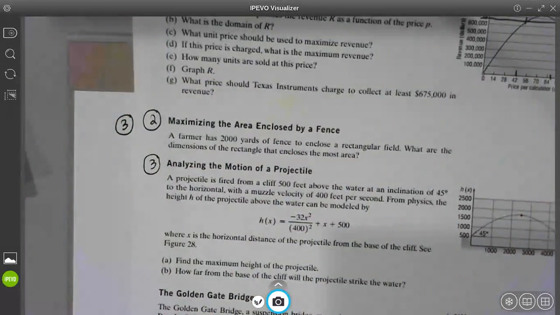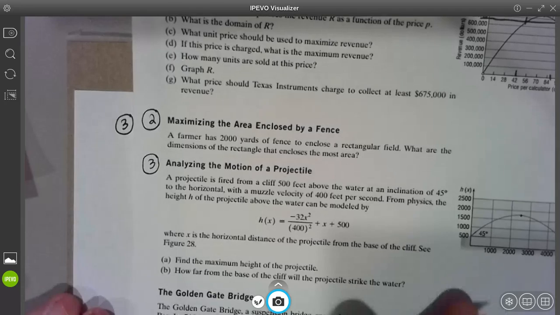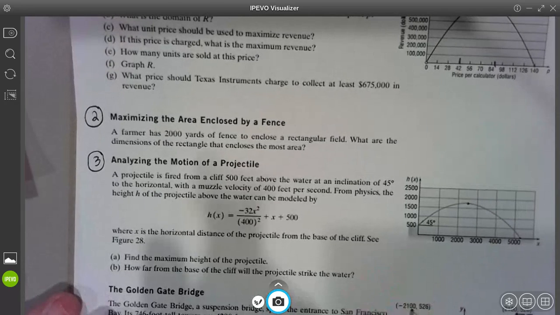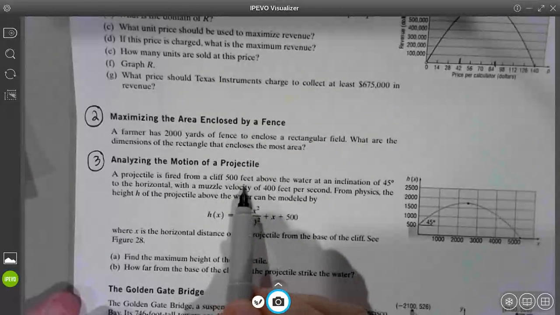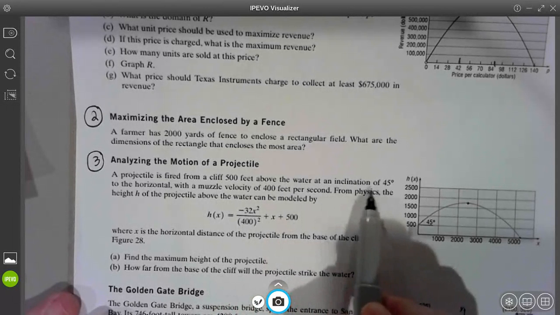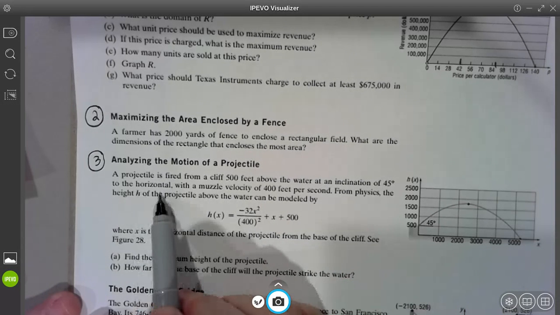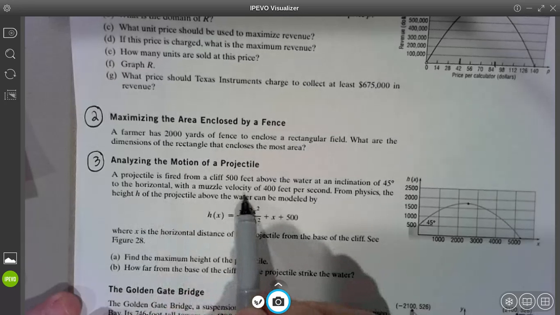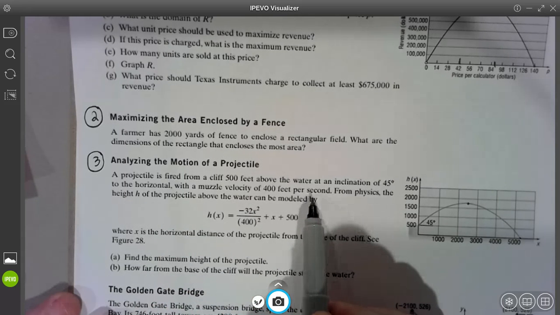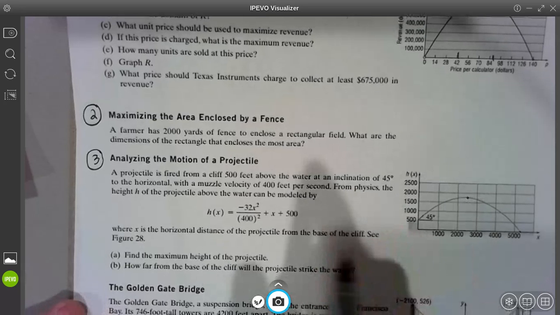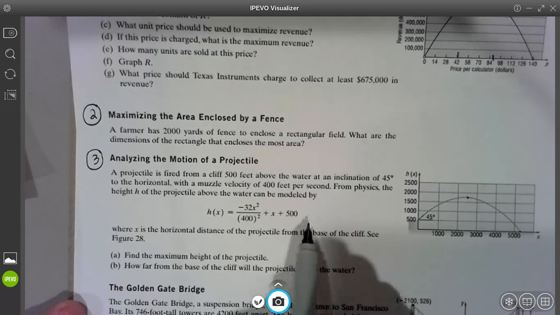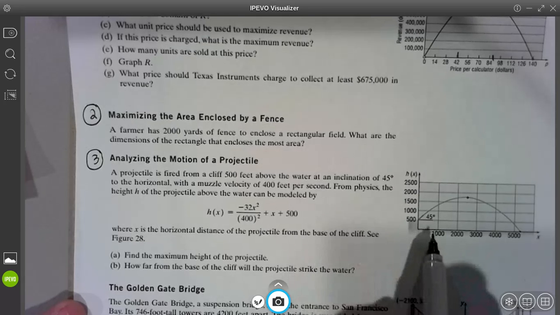All right, the last one, again, is another quintessential quadratic word problem, like projectile motion, because anything that is launched, what goes up must come down, and anything that is launched or projected follows the path of a parabola. So it says a projectile is fired from a cliff 500 feet above the water at an inclination of 45 degrees to the horizontal, with a muzzle velocity of 400 feet per second. Guys, I don't know what any of that means, basically. I'm not a physics teacher, but the good news is they've put all of that good information and the picture, and they did all this for us.